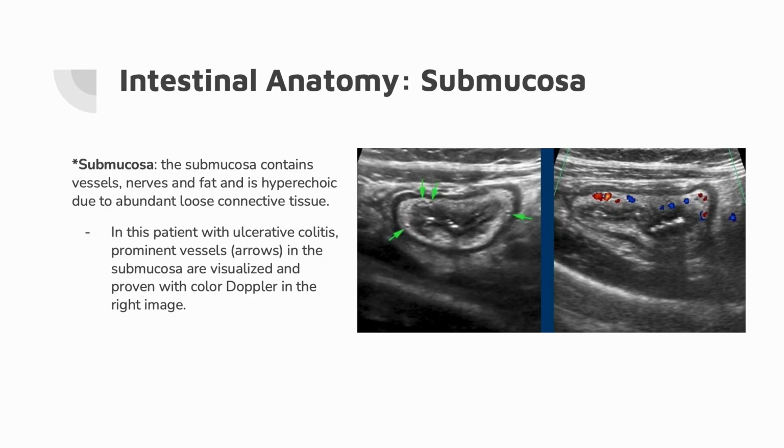The next slide shows submucosa. So this contains vessels, nerves, and fat, which is why it's mostly hyperechoic on ultrasound. And due to the abundant loose connective tissue as well. On the right side, you can see a Doppler depiction showing vessels in the structure. And then on the left side, you can see as well this hyperechoic line.